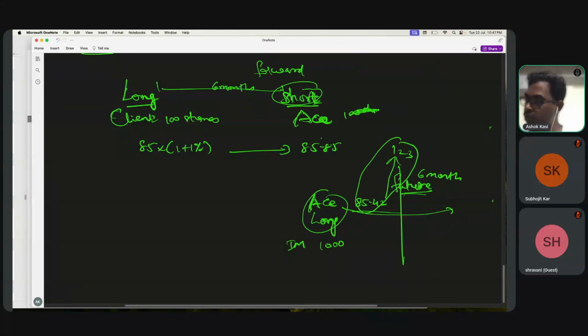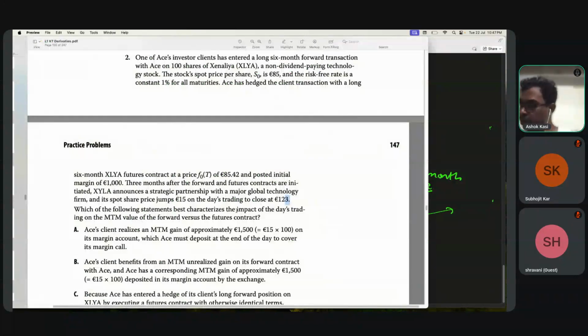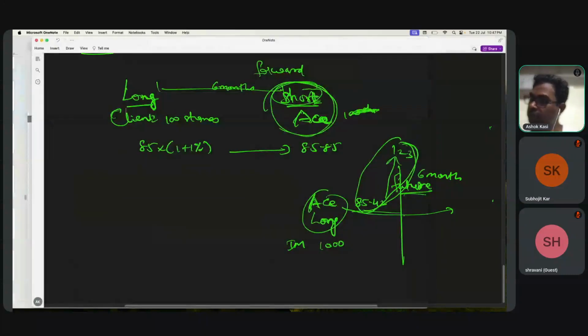So that means, see here, as a short, ACE wanted the price to go down, and as a long, ACE wanted the price to go up, and it has gone up. So what is the net profit? We'll see that. Let's see what the actual question is now. ACE's client realizes an MTM gain. See, the client is in a forward contract. The client will not realize gain.